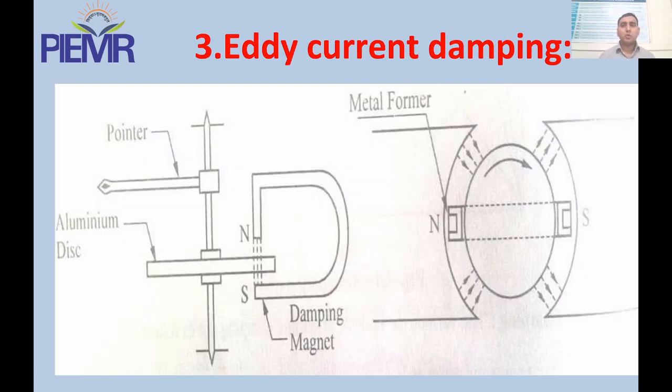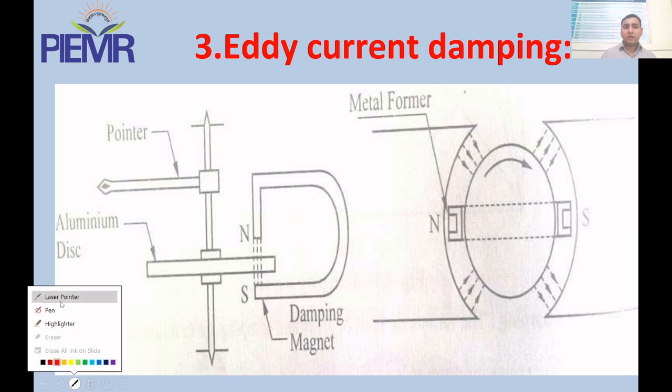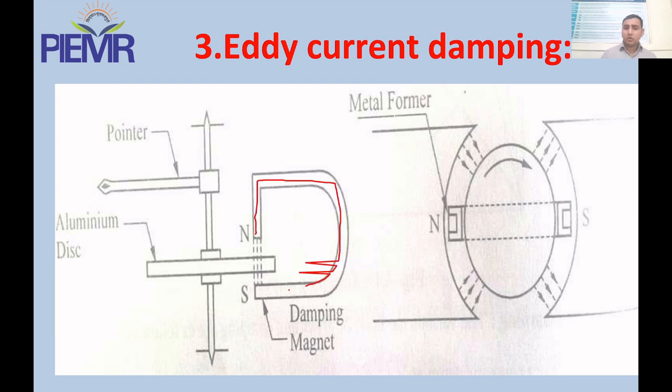The third type of damping is electromagnetic damping. It is one of the major dampings used in previous types of energy meters, where damping magnets are provided. The magnetism is applied across an aluminum disc. As you see, it is an aluminum disc, and north and south poles are provided in this manner. The aluminum disc is rotated in some direction.